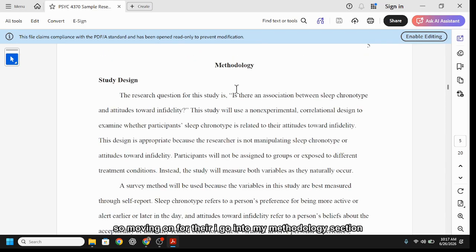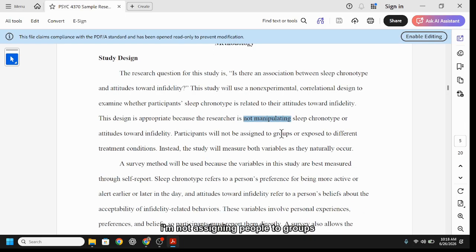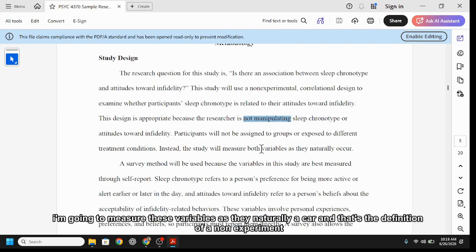So moving on from there, I go into my methodology section. I introduce my study design by repeating my research question again. I then say it's an experimental correlational design. I explain why that's true, because I'm not manipulating anything. I'm not assigning people to groups. I'm going to measure these variables as they naturally occur, and that's the definition of a non-experiment.